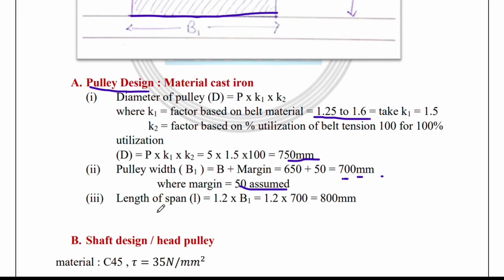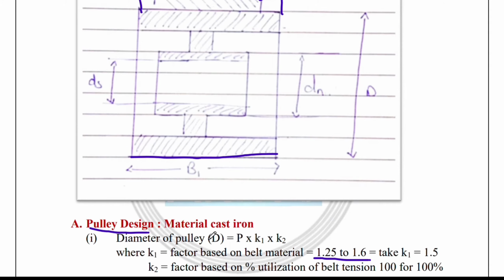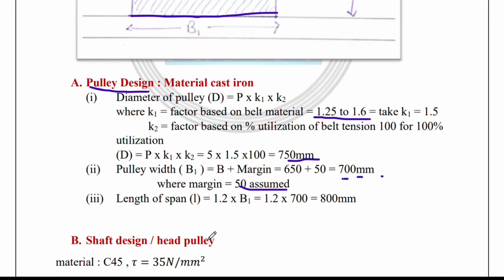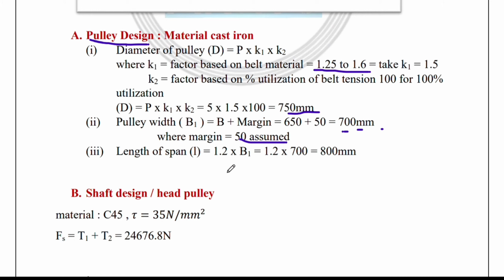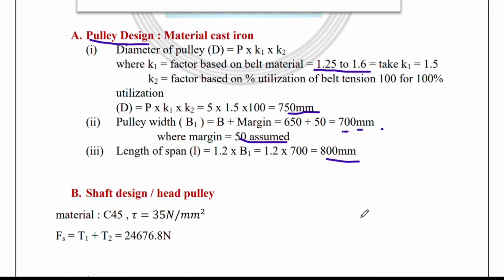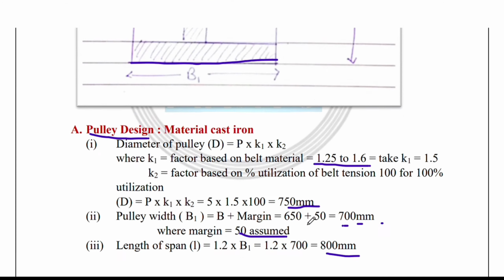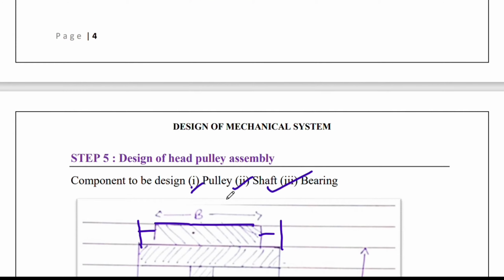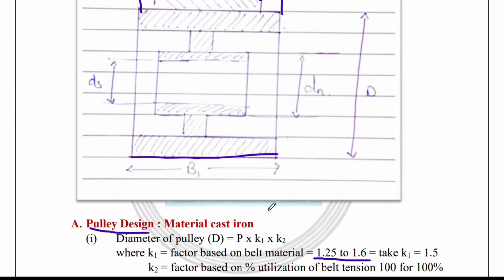Next we will find length of the span. The formula is 1.2 into B1. B1 we got here, which is 700 mm; multiply with 1.2, so we get 800 mm. So this was the pulley design. One component we designed. Next component is shaft design.